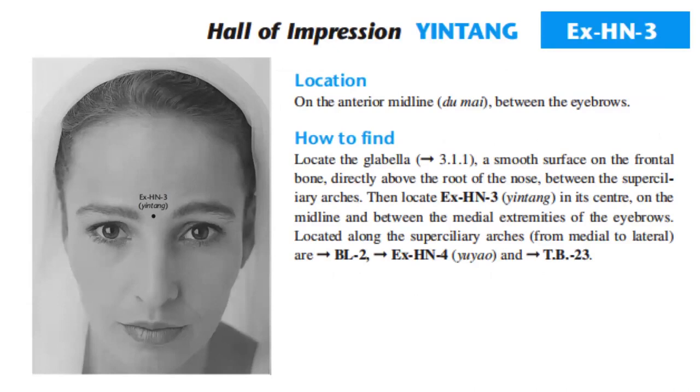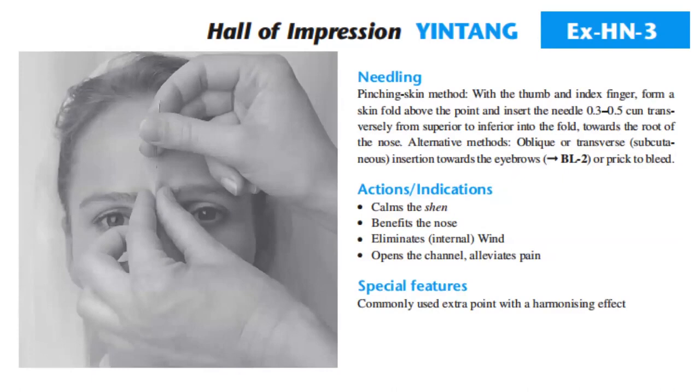Next point, we have the Hall of Impression, Yintang or the EXHN3. Needling this point is through, first, a pinching skin method. With the thumb and index finger, form a skin fold above the point and insert the needle 0.3 to 0.5 tun transversely from superior to inferior into the fold towards the root of the nose. As an alternative method, oblique or transverse or subcutaneous insertion towards the eyebrows, where bladder 2 is, or prick to bleed.